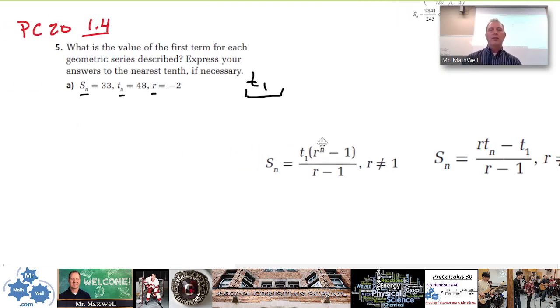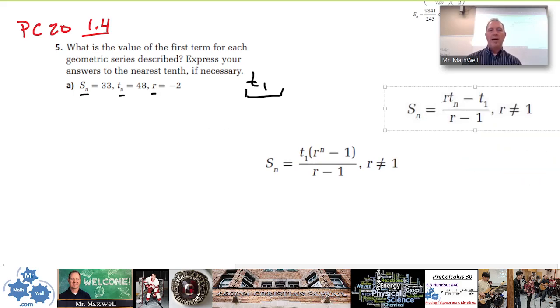All right, so one of these sum formulas. Can we use one of these sum formulas? Well, is there a sum formula that involves S of n, T of n, R, and T of 1 only? Let's see, S of n, T of 1, R. Ooh, we don't have n. Do we have n? No, we don't have n. Okay, so what about this one? S of n, R, T of n. We have T of n. We have R. We're looking for T of 1. I think this is the one we want to use because we have everything except for T of 1, which is what we're trying to find.